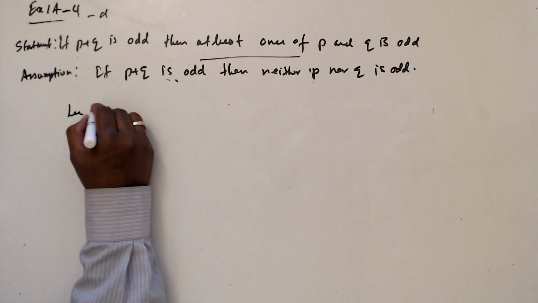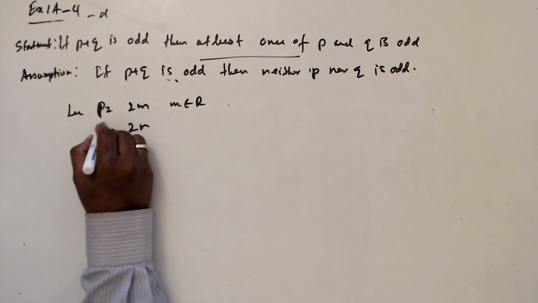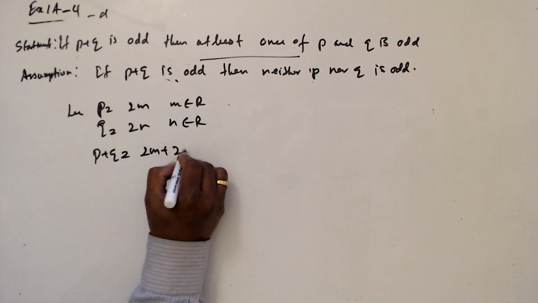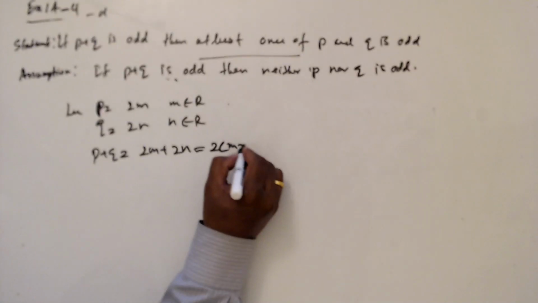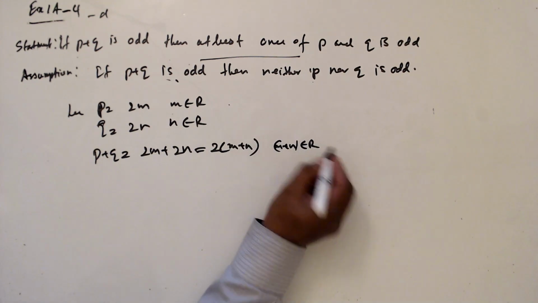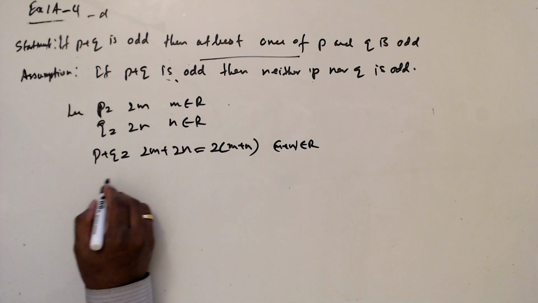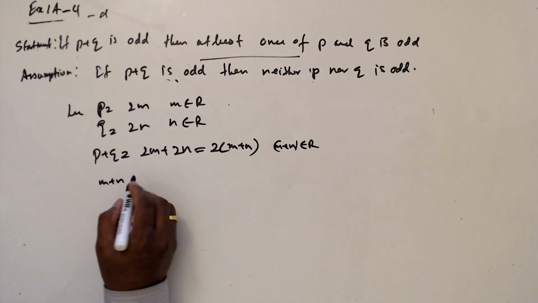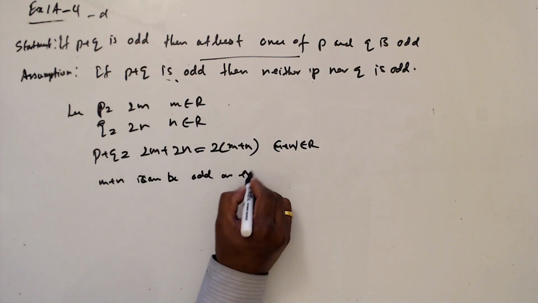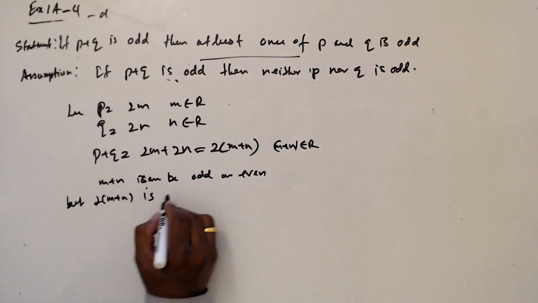So let P equal 2M, M is an element of R, and Q is 2N, N is an element of R. Then P plus Q is 2M plus 2N equal 2 times M plus N. We know that M plus N is also an element of R. So now we can tell that M plus N can be odd or even, but 2 times M plus N is even.